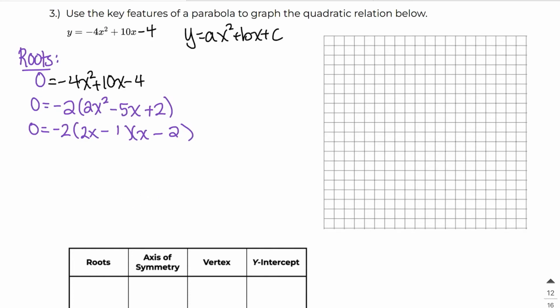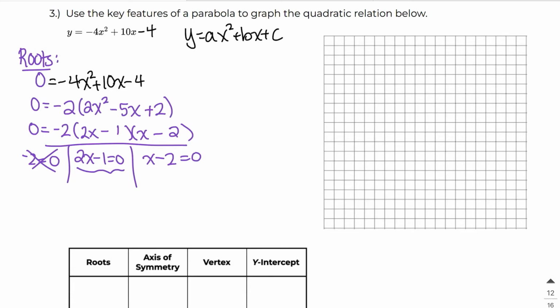Now, to solve for our roots, remember we set each factor equal to 0. So we set negative 2 equal to 0, which will never work. We set 2x minus 1 equal to 0, and we set x minus 2 equal to 0. So now for this one, in order to solve for x, we have to add the 1 to both sides, and then we have to divide by 2. So here, x is 1/2.